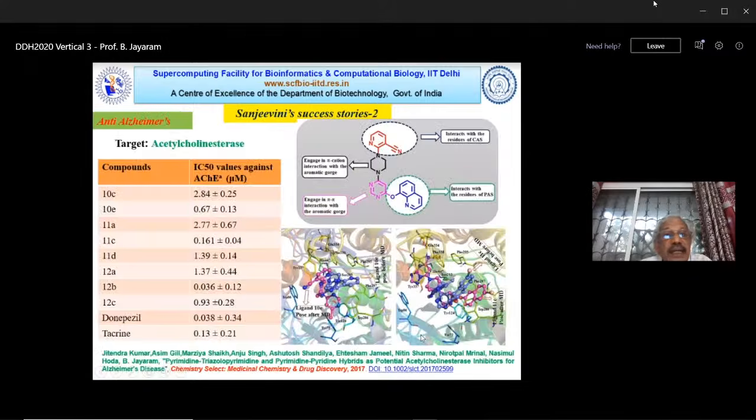The next story is about anti-Alzheimer. Acetylcholinesterase was the target, and we had some molecules, and in these molecules, this is pyrimidine, triazole, pyrimidine, etc. based analogs, and they seem to be doing quite well. At least we are getting micromolar compounds routinely here as well.